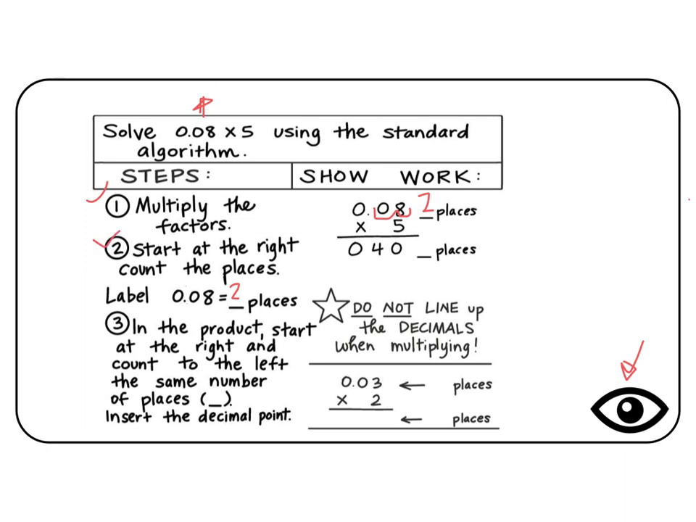Then step 3 says in the product, that's the answer, we start at the right and we count to the left the same number of place values, which was 2, and that's where we put our decimal point. So we start at the back and we count 1, 2, and that's where we put our decimal point. So our answer would be 0.40. So we know that 8 times 4 is 40, and it's just a matter of placing our decimal.